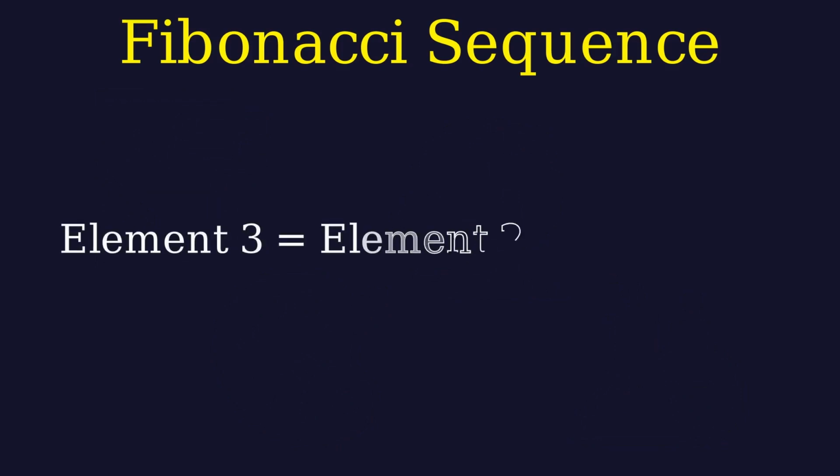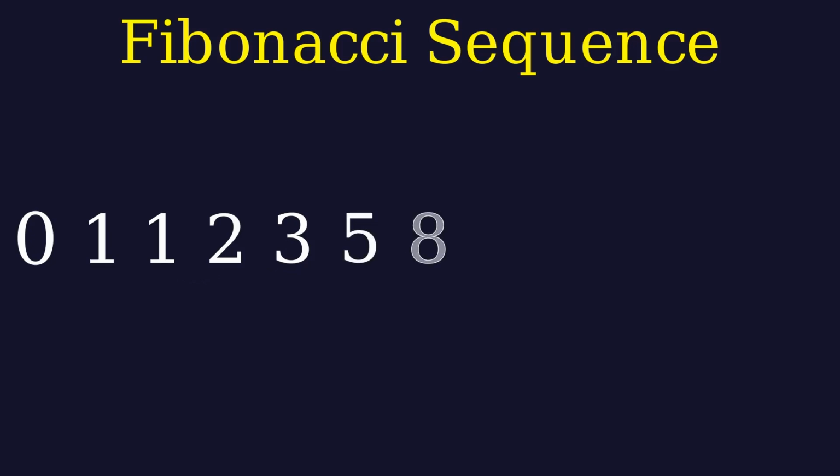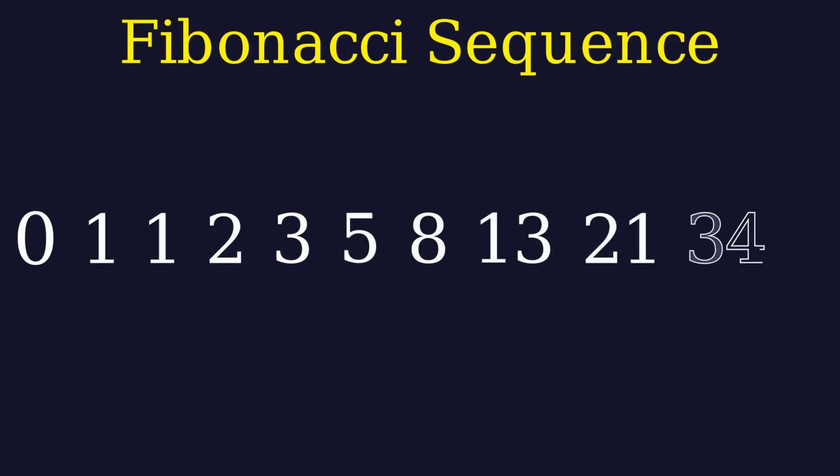The Fibonacci sequence is the series of numbers in which each number is the sum of the two preceding ones. The sequence starts with 0 and 1, and then each subsequent number is the sum of the two preceding ones. So, the third element of the sequence is 0 plus 1, so that's 1. The fourth element is 1 plus 1, so that's 2. The next element is 2 plus 1, so 3. Next we have 5, 8, 13, 21, 34, and so on.